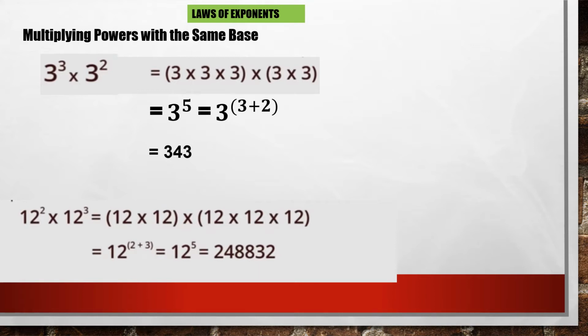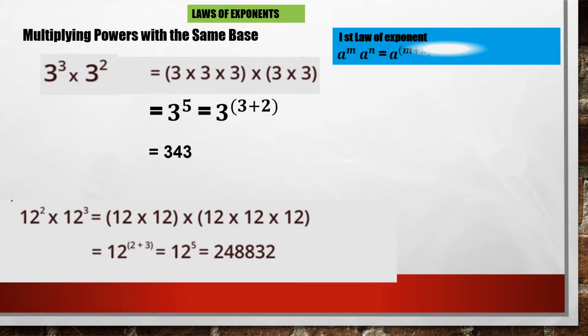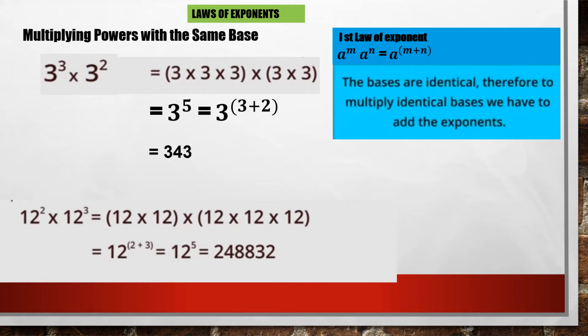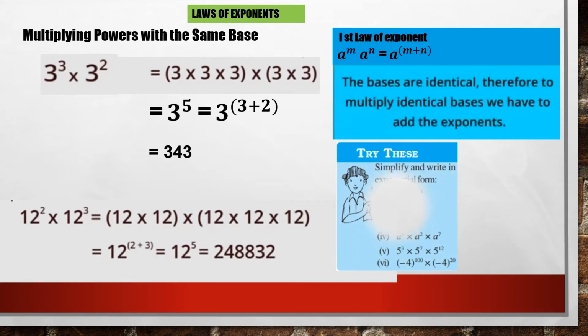In fact, this is true in general. Thus we have, if a is any number and m and n are natural numbers, then a raised to m into a raised to n is equal to a raised to m plus n. That is, the bases are identical, therefore, to multiply identical bases, we have to add the exponents. Let us try this question by using the first law of exponents.